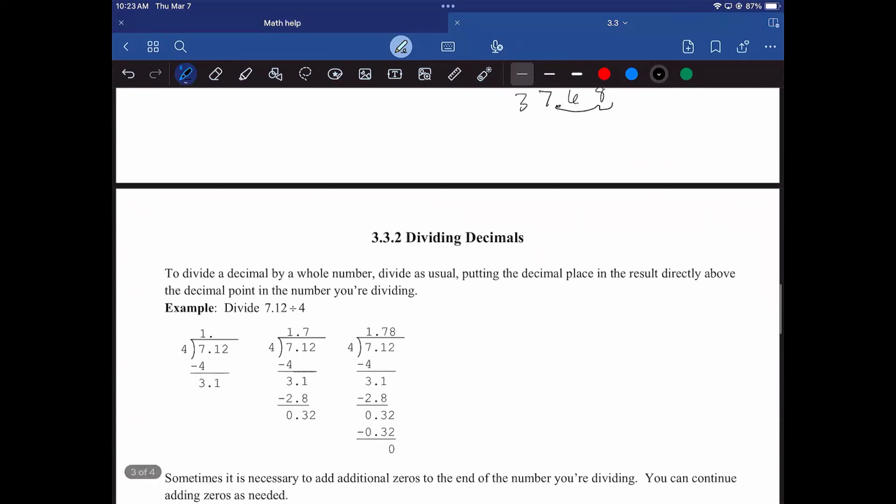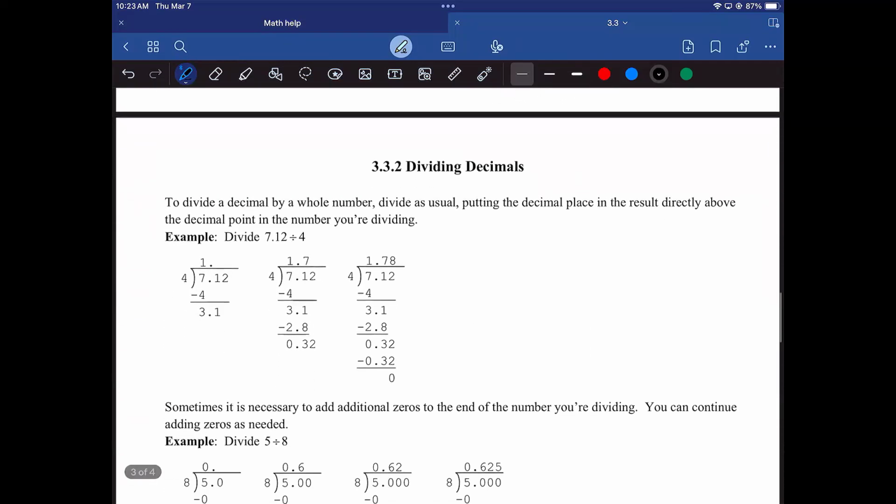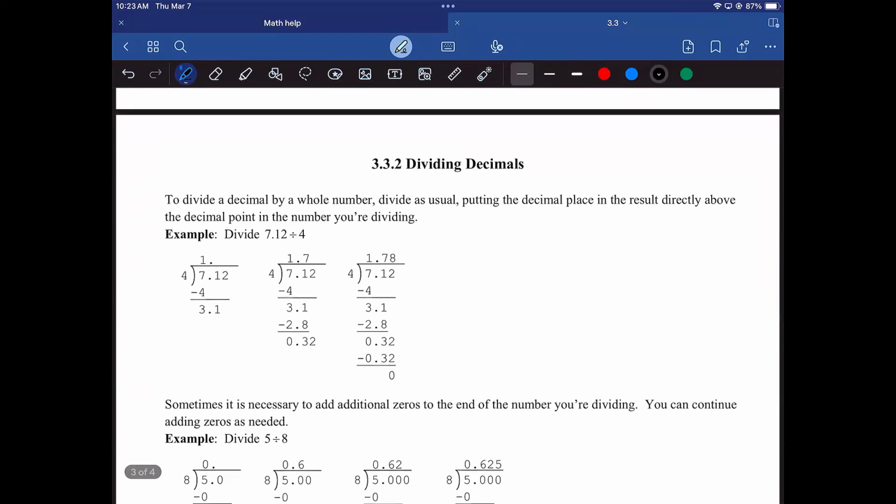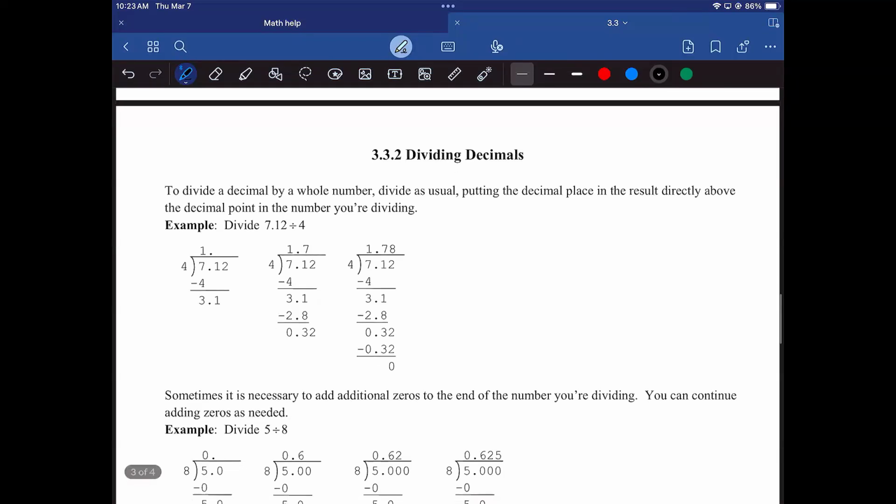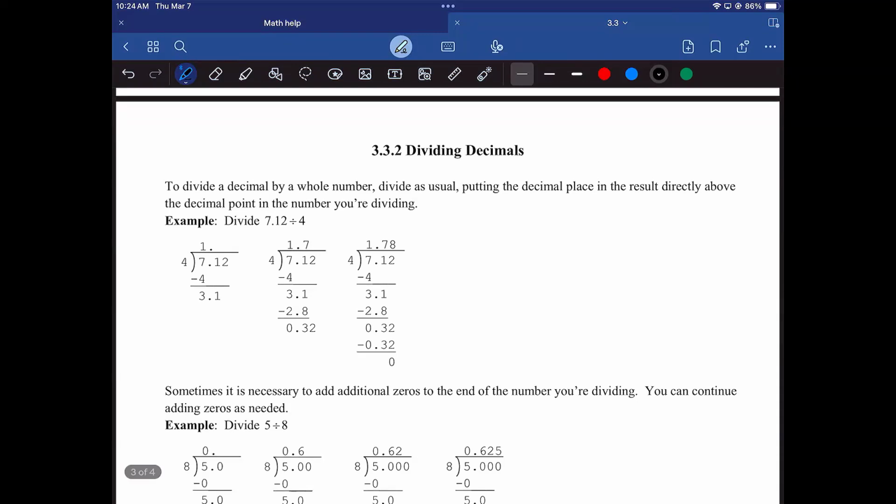All right, now let's get to something a little bit crazier, just in case our brains don't hurt enough. And I'm going to show you guys something a little bit crazy. So I'm going to show you the traditional algorithm as it was taught to me. Let's say that we have 7.12 divided by 4.